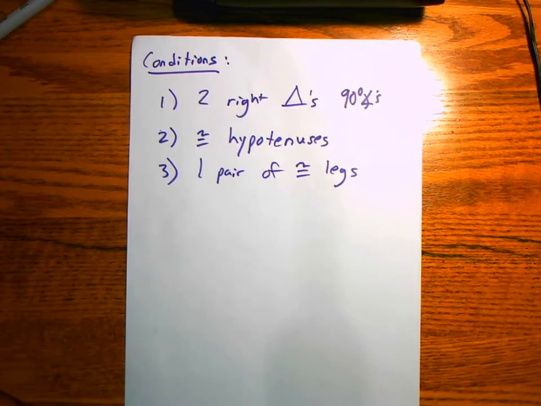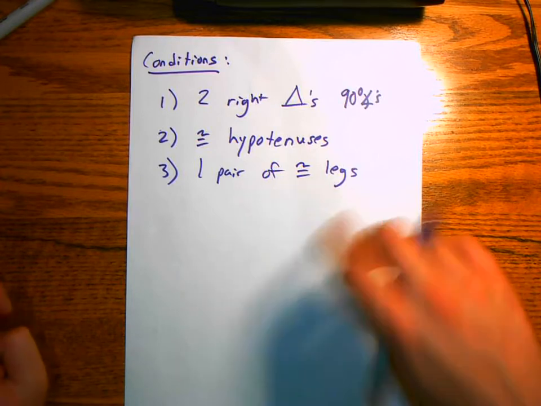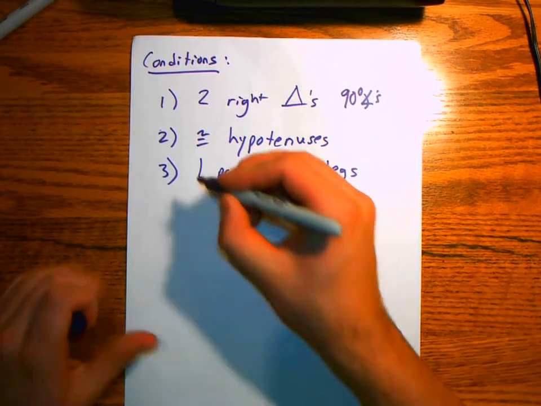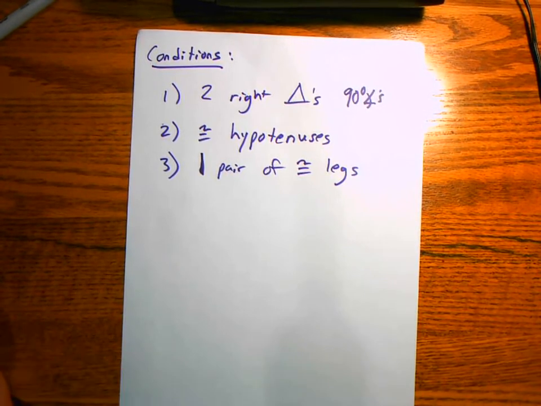You can't have two because, again, if you know that corresponding parts of a congruent triangle are congruent, then you'll have eventually two pairs of congruent legs. But in order to prove that the two triangles are congruent, you only need one, and you can only start with one. Okay? So that's all for this video.